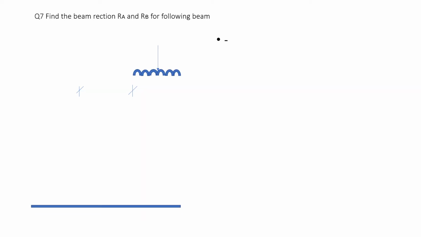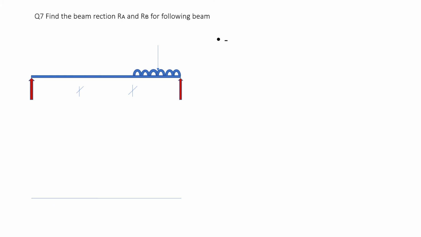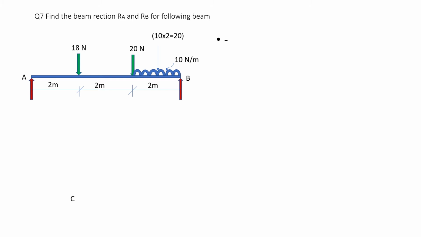Let's go to the next beam. Now again this is a beam. Now the UDL is acting on the DB span. At C the point load is 18, at D it is 20 Newton, and D to B is the UDL. Now the UDL is 10 Newton per meter. So the equivalent point load will be 10 into 2. This span on which UDL is acting is 2 meters. So 10 into 2, so 20 Newton is now the equivalent point load.